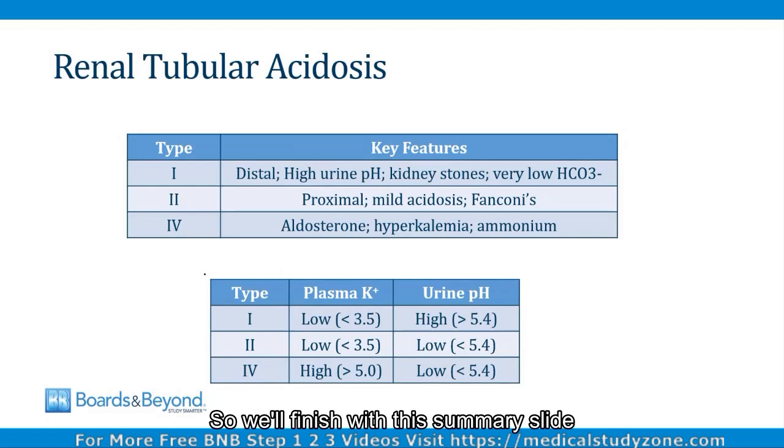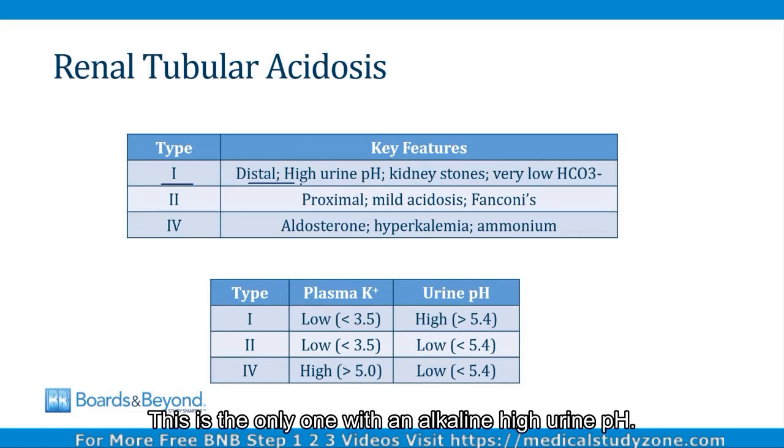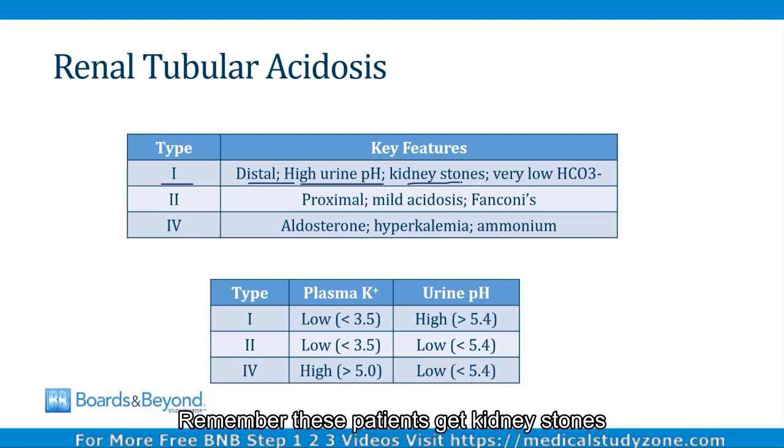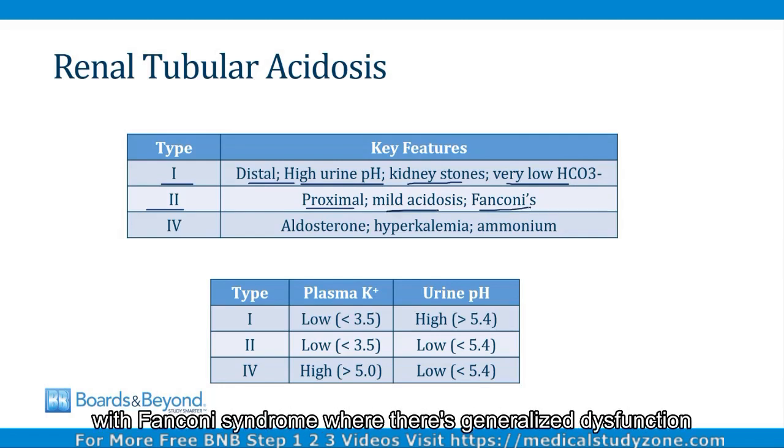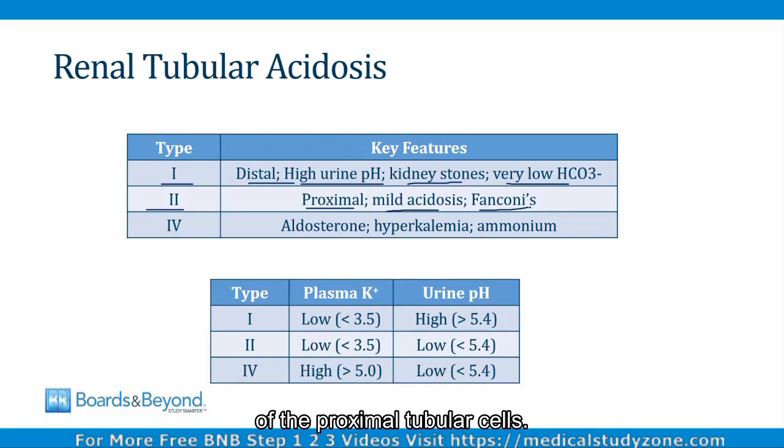So we'll finish with this summary slide of the three types of RTA. So a type 1 RTA is the distal RTA. This is the only one with an alkaline, high urine pH. Remember, these patients get kidney stones, and they can have a very low bicarb. Type 2 is the proximal RTA. This is a problem reabsorbing bicarb. It causes a mild acidosis, and it can be associated with Fanconi syndrome, where there's generalized dysfunction of the proximal tubular cells. And then a type 4 we just discussed.